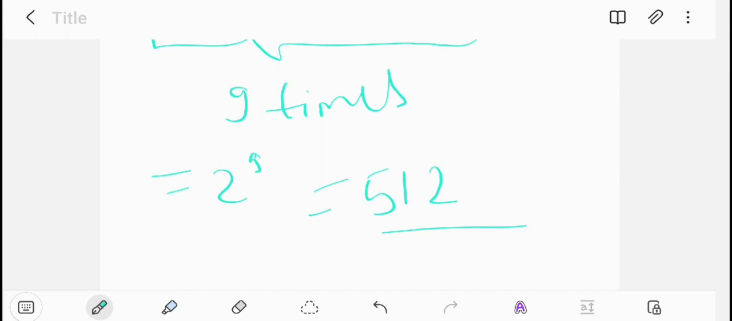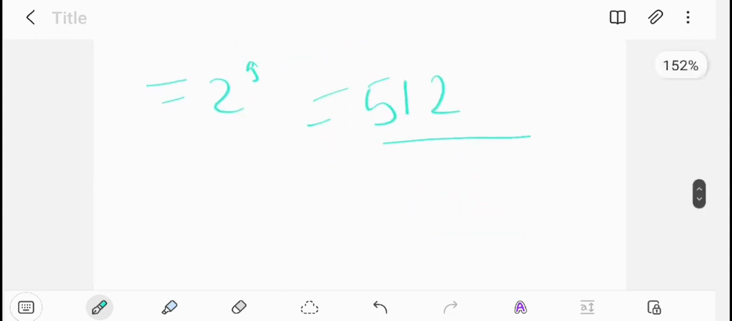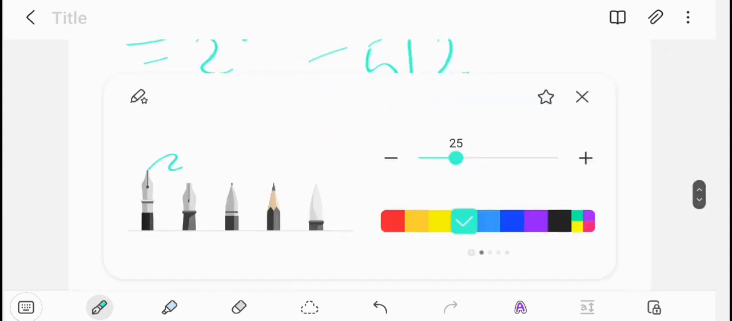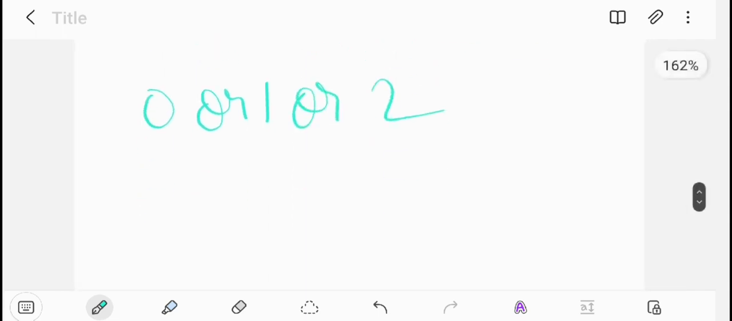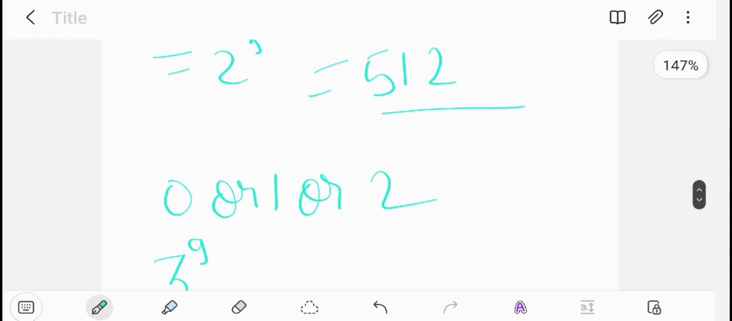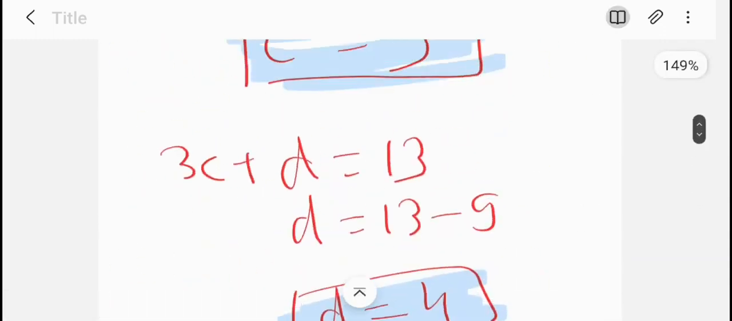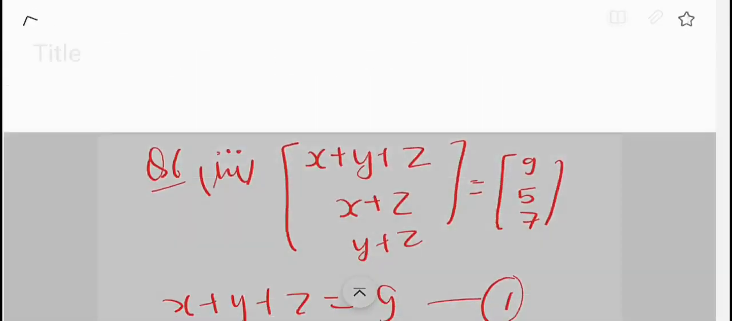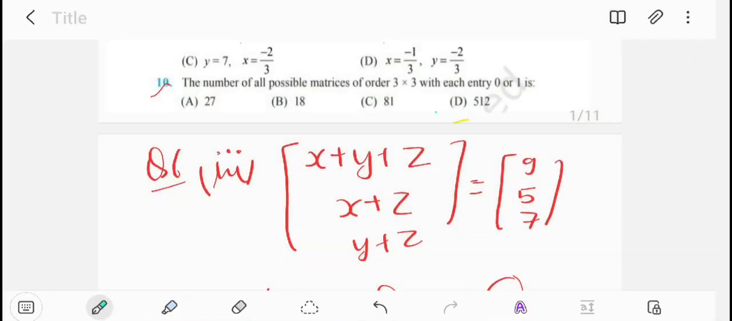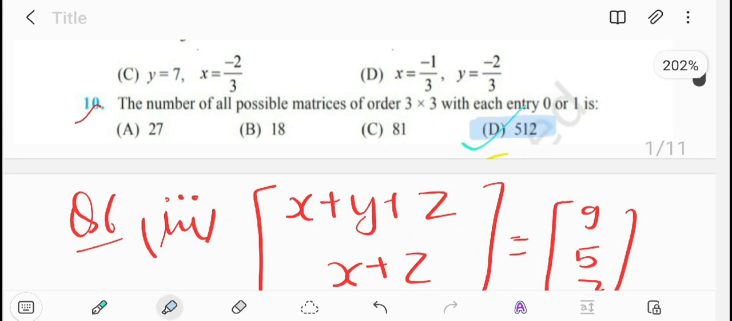Now, in your CUET examination, they may ask that the possible entries for each position are 0, 1 or 2. In this case, each position can have 3 possibilities, and there are a total of 9 positions, so 3 raised to the power 9 will be the answer. I hope it is clear to you. So our answer for the original question is 512, which is, let me see, option number D. Option number D is the correct answer. I hope it is clear to you.